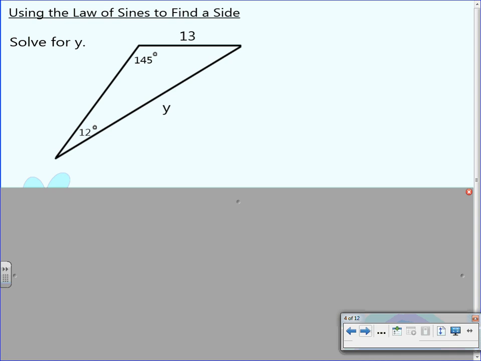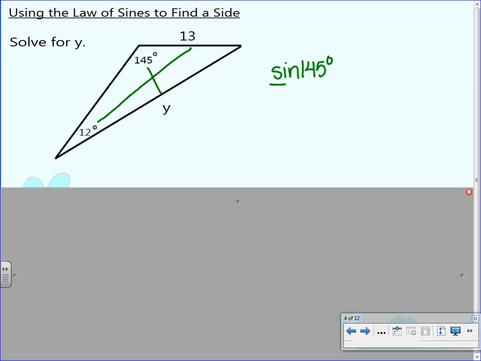For example, here I'm solving for y. Side y is opposite 145 degrees. They're not touching. 12 degrees is opposite the side that's labeled 13. They're not touching. Those are my 2 pairs of opposites, and within those 2 pairs I have 1 variable. That means I can solve using the law of signs. Setting it up, it doesn't matter which pair you use first, so let's say I choose to use 145.